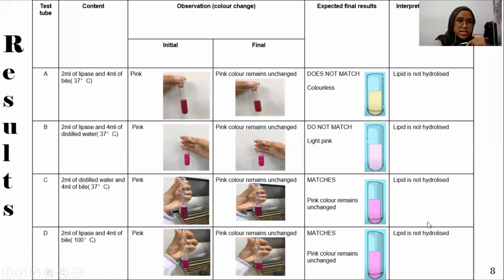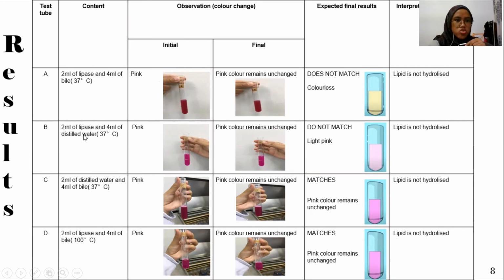Next, for the result, for test tube A, 2 ml of lipase and 4 ml of bile at 37 degrees Celsius. The initial color is pink, and for the final, the pink color remains unchanged, and it doesn't match with the expected final result, which should be colorless.